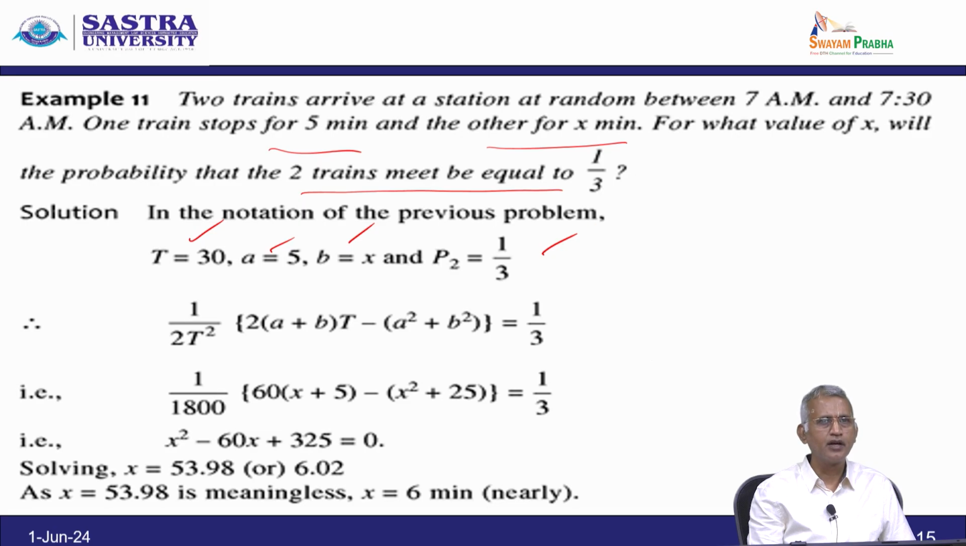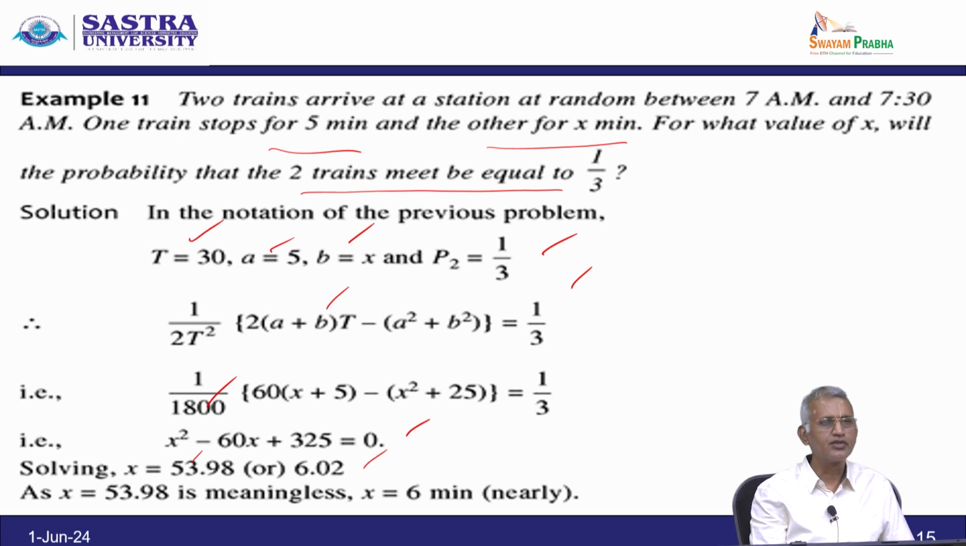So 1 by 2t square into 2 of a plus b into t minus of a square plus b square equals 1 by 3. This is P2. Now a is 5, b is x and t is 30. 30 the whole square is 900, into 2 is 1800, and 60 into x plus 5 minus of x square plus 25 equals 1 by 3. Cross multiply and simplify, we have x square minus 60x plus 325 equals 0. Therefore, factorizing, x equals 53.98 or 6.02.